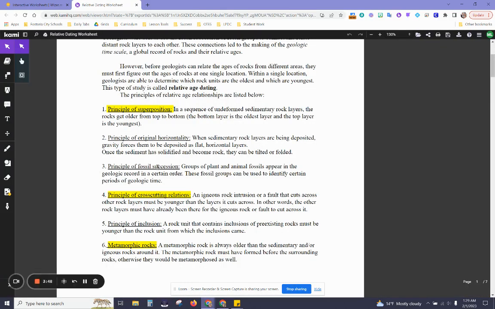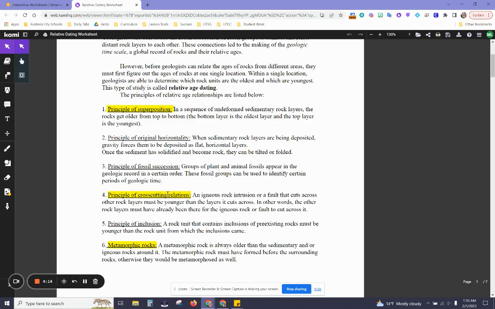Number 3, the principle of fossil succession. We kind of just read a little bit about it up there. Groups of plant and animal fossils appear in the geologic record in a certain order. These fossil groups can be used to identify certain periods of geologic time. You guys should have just gotten done with your index fossils. Or no, you have that next. Never mind. The next activity you have on level 3 is your index fossil notes.